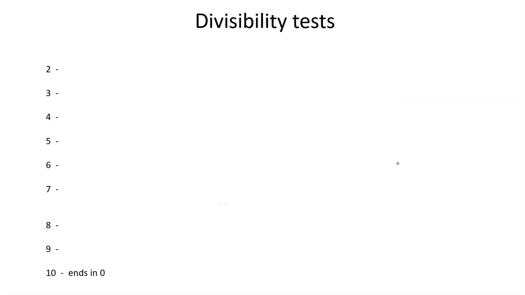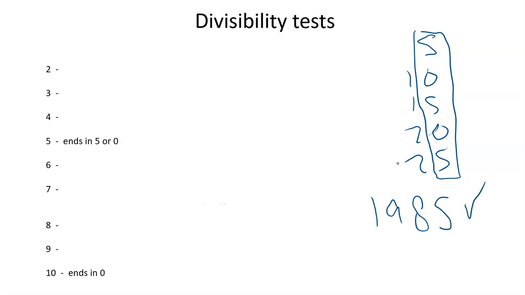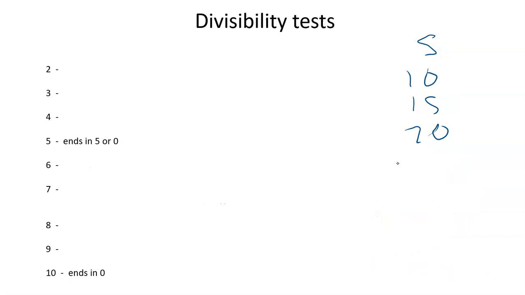Okay, next easiest one is probably 5. Does it end in a 5 or a 0? I'm sure you know the 5 times table, 5, 10, 15, 20, 25, etc. It always ends in a 5 or a 0. So if you've got 1985, then yes, that divides by 5 because it ends in a 5. If you've got 1997, then no, because it doesn't end in a 5 or a 0. So again, quite a straightforward one. We'll move on swiftly.